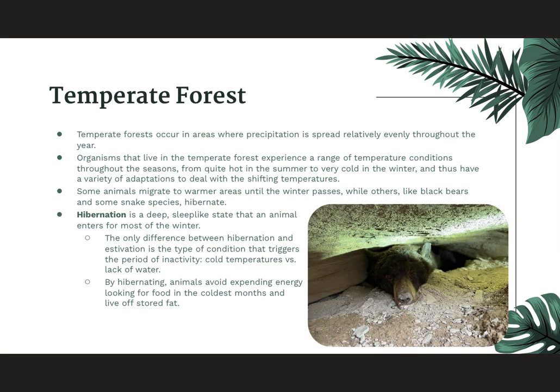So temperate forests occur in areas where precipitation is spread relatively evenly throughout the year, meaning it's going to rain some during each season. Organisms that live in each temperate forest experience a range of temperature conditions throughout the year, from quite hot in the summer to very cold in the winter, and thus have a variety of adaptations to deal with the shifting temperatures. So this next section here illustrates how animals deal with the different temperatures. Some animals migrate to warmer areas until winter passes, while others, like black bears and some species of snake, hibernate.